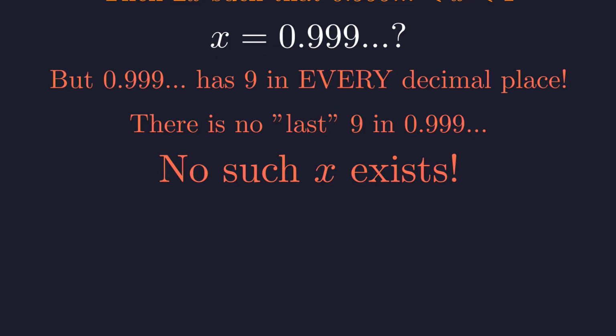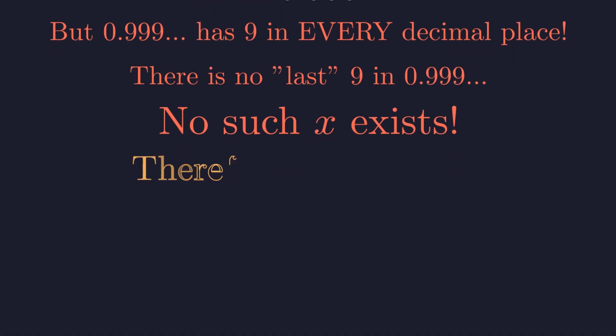Therefore, no such x exists. There is no real number that can fit between 0.999... and 1. This connects to the density property of real numbers. Between any two distinct real numbers, there's always another real number. Since we can't find one, they aren't distinct. Therefore, 0.999... equals 1.